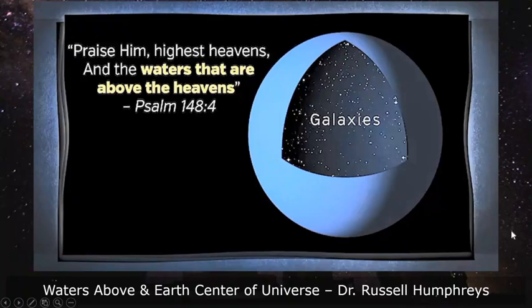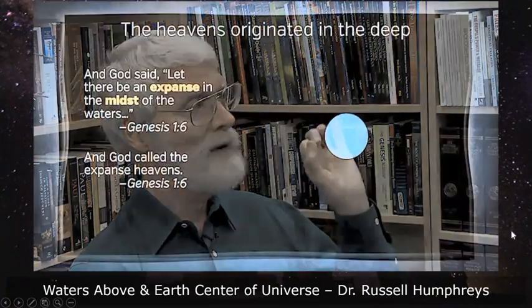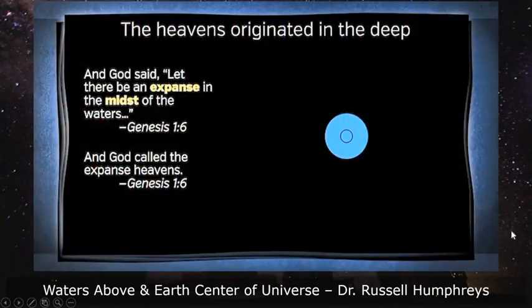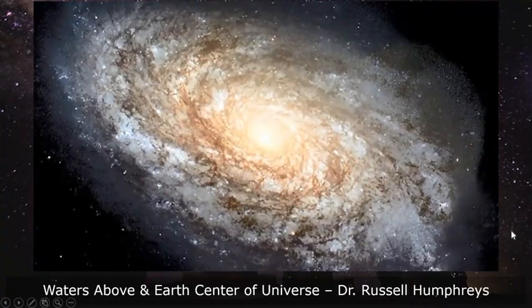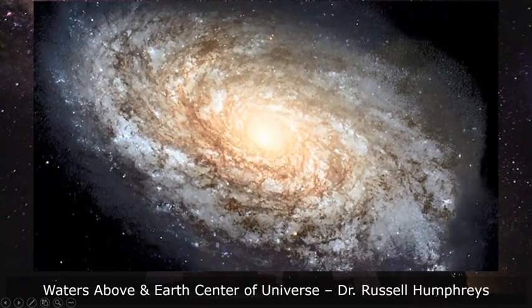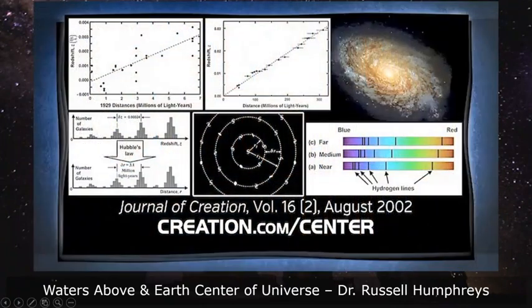So the earth is near the center of this configuration. And how do we know that? Because remember, when he made the expanse, he made it near the center or the midst of the ball of water. There happens to be some evidence that I've discussed in the Creation Ex Nihilo Technical Journal, now called Journal of Creation. And the evidence is called quantized redshifts. And that indicates that the Earth and our galaxy are pretty near the center of the universe. So there's some physical evidence that bears the statement from Scripture out.